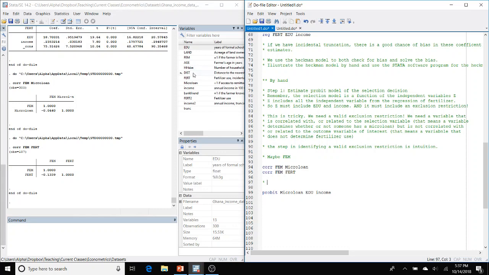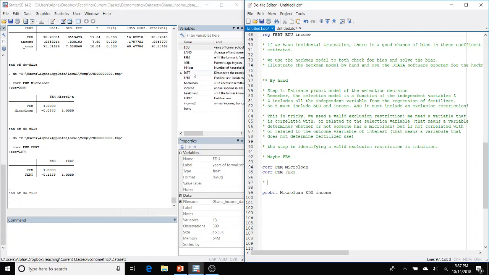All right, distance. How far away you are from the market. Okay, let's think about that one. If you live really far away from the market, you're probably much less likely to get a microloan because you have to travel farther to the bank. So distance should be related to whether or not you have a microloan. Now, will distance to the market be related to how much fertilizer you use? Let's think about that.